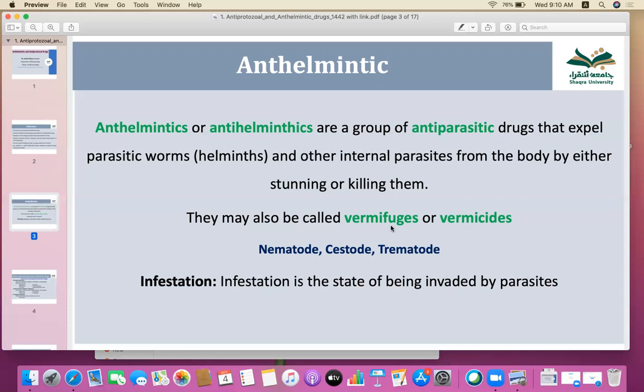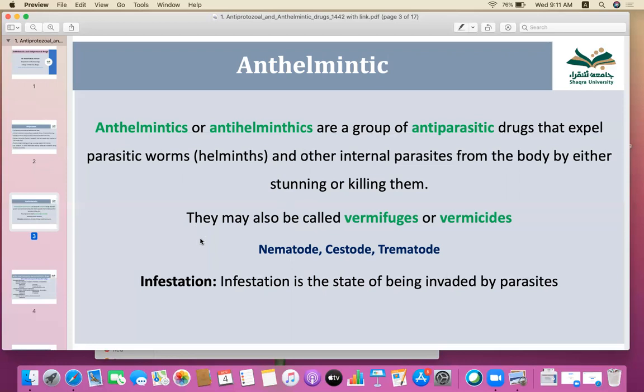According to the name, the worms are either killed or expelled from the body. So vermifuges are the drugs by which worms are expelled by stunning, and by killing, we can say vermicides.